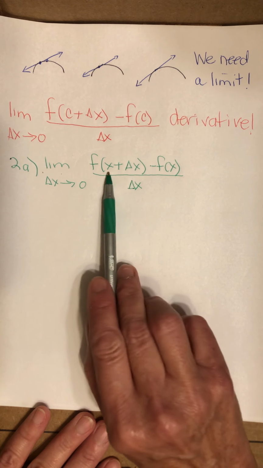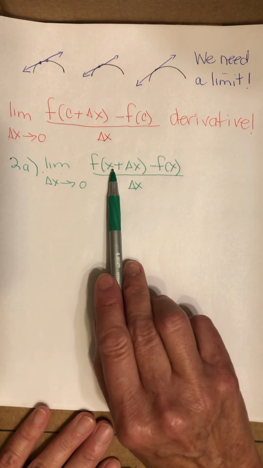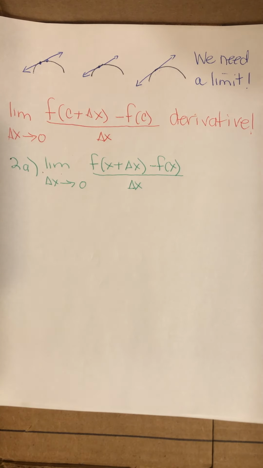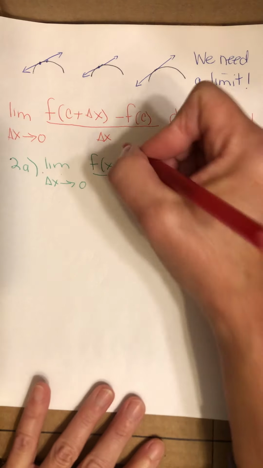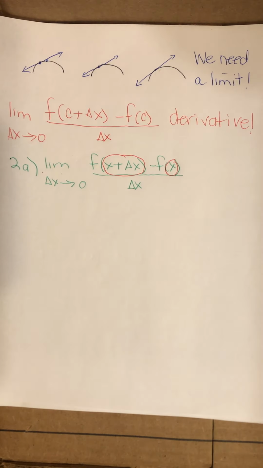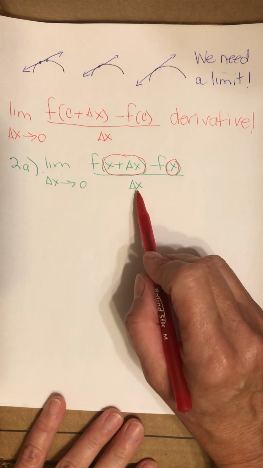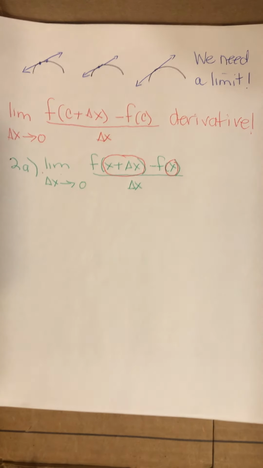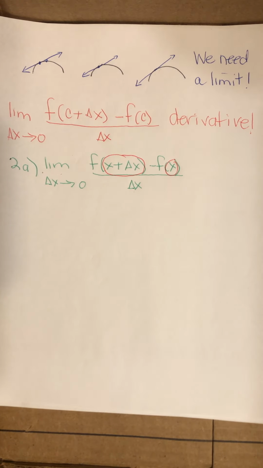We are going to substitute in x plus delta x on the left side of the numerator. Isn't that what is happening here? Take a look at this x in the function. Aren't we then going to substitute in x plus delta x into that function? We are going to keep our delta x in the denominator, and then we are going to try to evaluate the limit as delta x approaches 0.